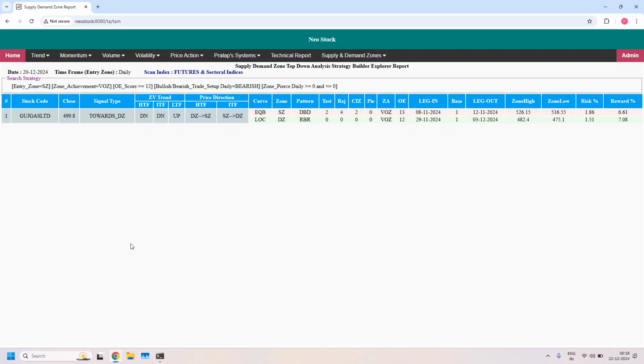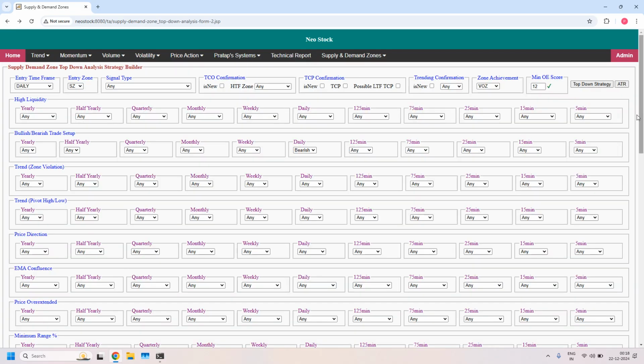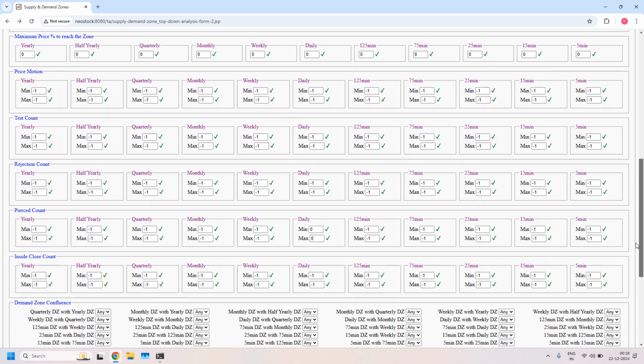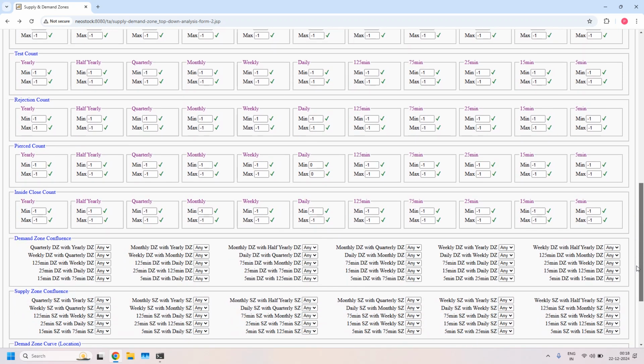Currently only one stock is supporting bearish trade setup for monthly income trade. Entry zone is daily supply zone. Let us check whether this daily supply zone is a high probability setup or not. First filter, let us look for LTF, ITF supply zone confluence. That is a daily and weekly supply zone confluence. I am enabling the filter.